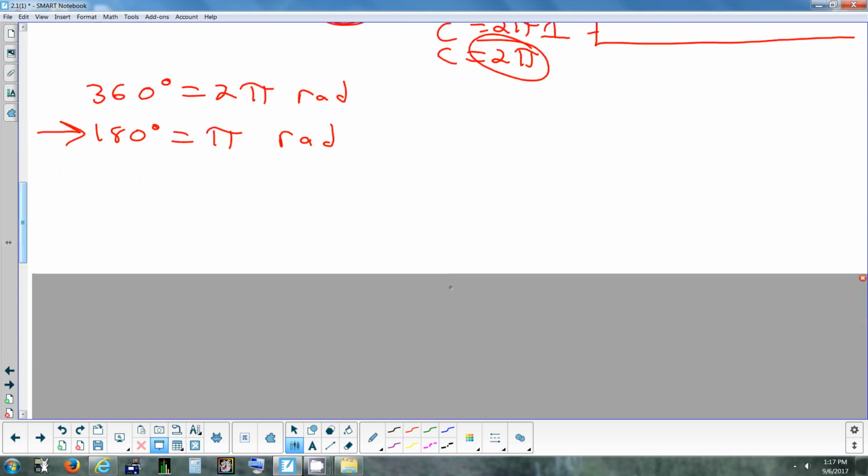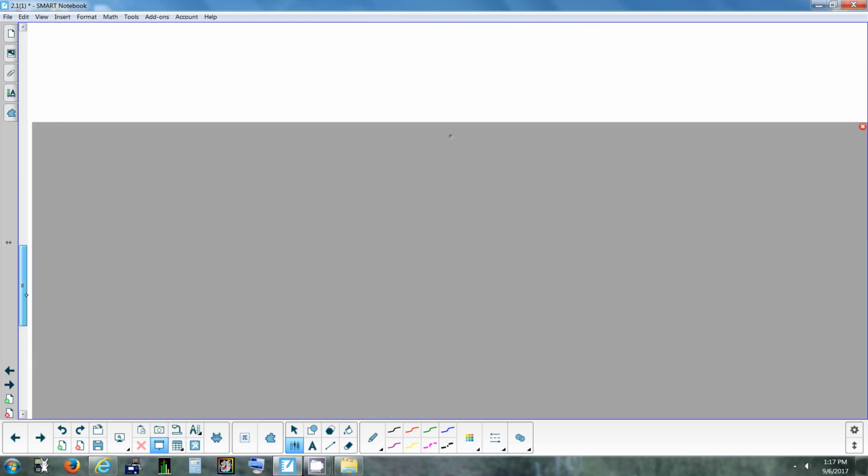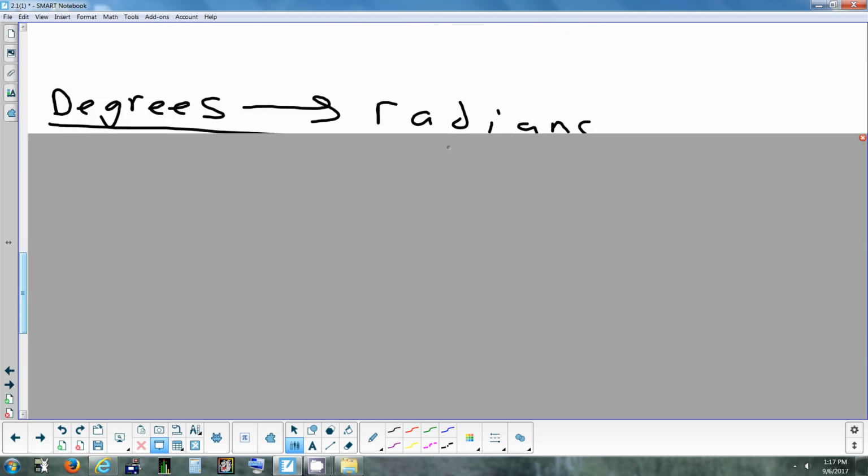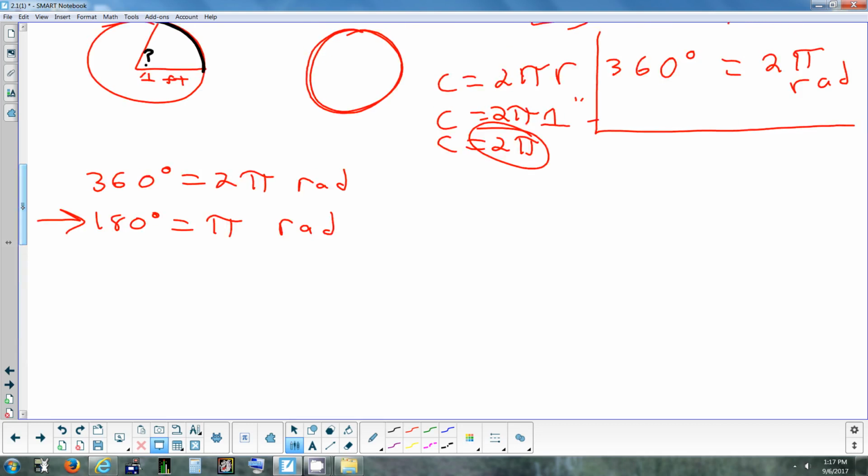So same idea here. I want to get a 1. And the first way that I'm going to do it is let's get a 1 on this side. So if I wanted to turn that side into a 1, what would I have to divide both sides by? I'm going to divide each side by 180.